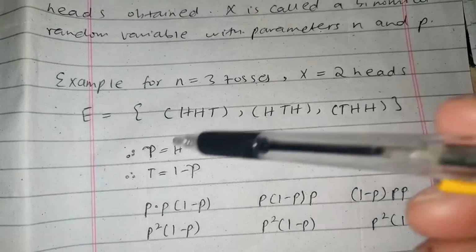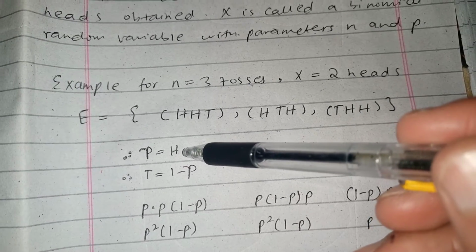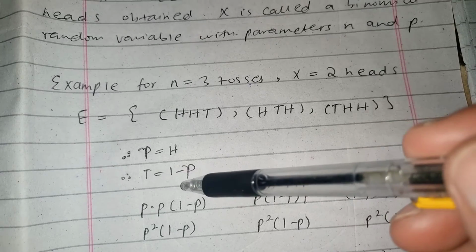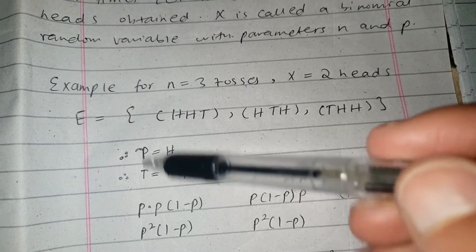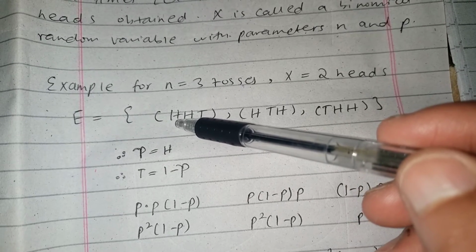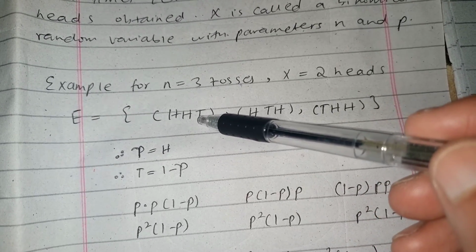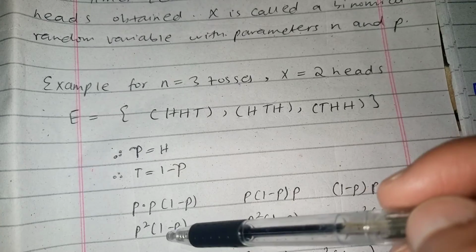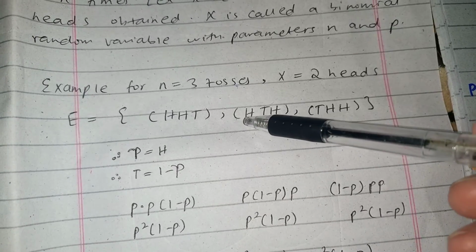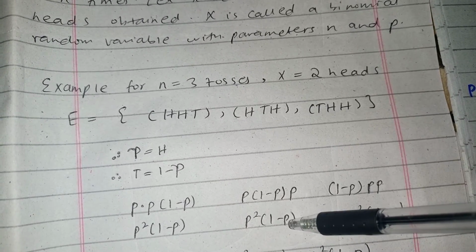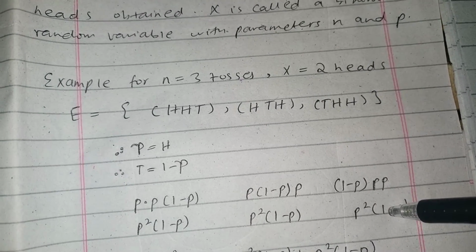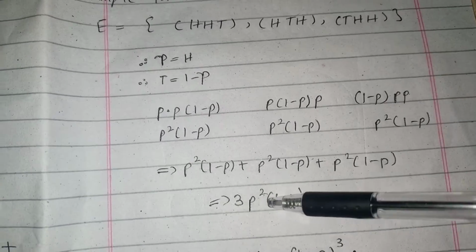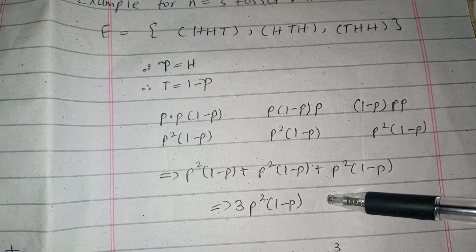Let's say small p is the probability of h, and t is equal to 1 minus p. Every time there is a head, we say it's p, and a tail is 1 minus p, so this will be p squared times (1 minus p). The same for the others: p times (1 minus p) squared, and so on. So we add them up, and they will be 3p squared times (1 minus p).